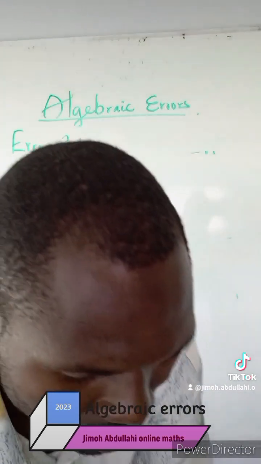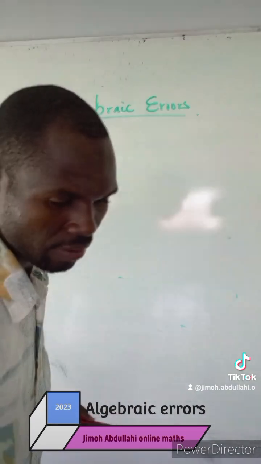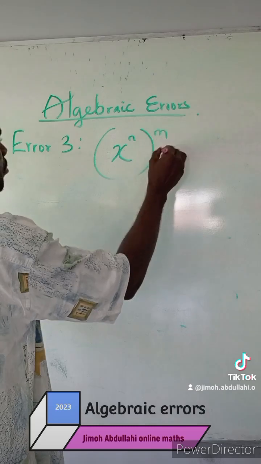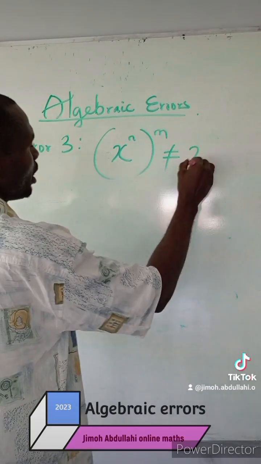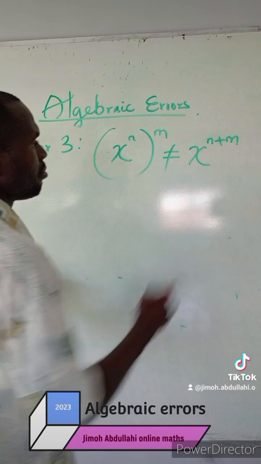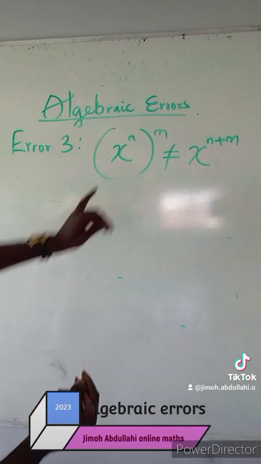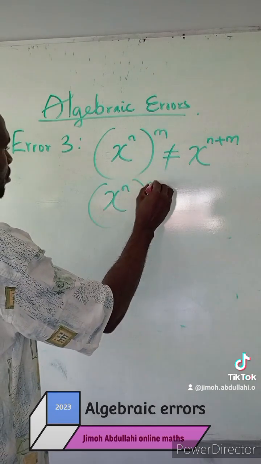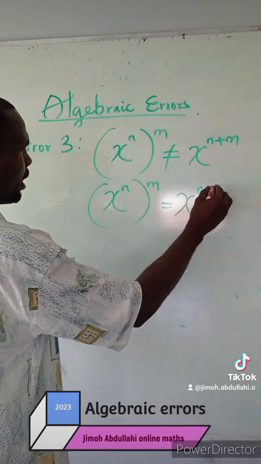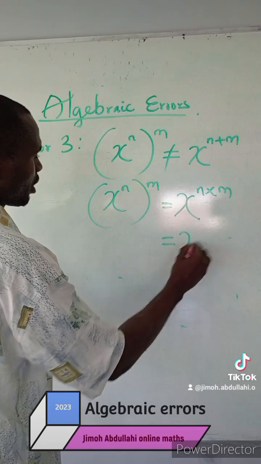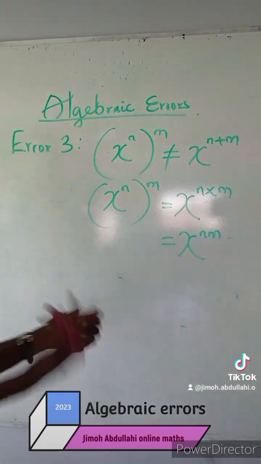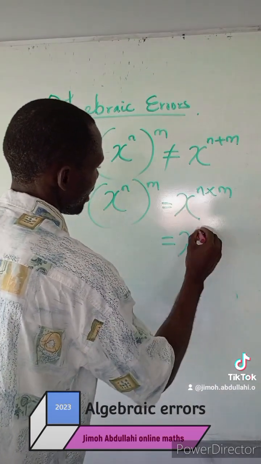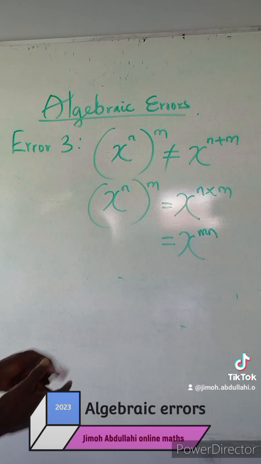Now, error 3 is when you have something like x to the power of m, all to the power of n. It is not equal to x to the power of m plus n. Meanwhile, what you have here is x to the power of m, all to the power of n, is equal to x to the power of m times n. You understand? Now let me give you an example.